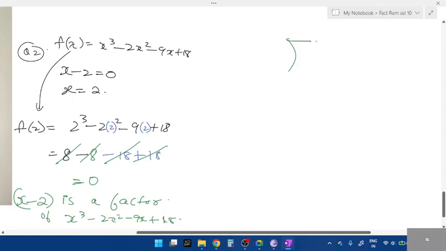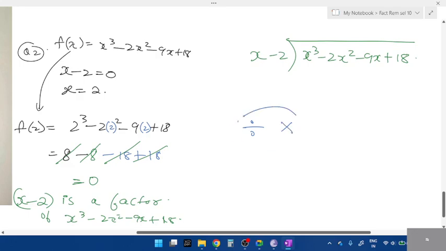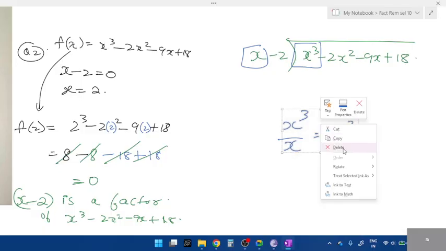So if they ask us to factorize completely, take the main question, x cube minus 2x square minus 9x plus 18. Then take this x minus 2. Okay, I'll teach you division method again. What's the first thing I told you in division? Always start with division and after that you have to multiply. So take the first term, first two. What is x cube divided by x? First divide. x square. So write x square on top.